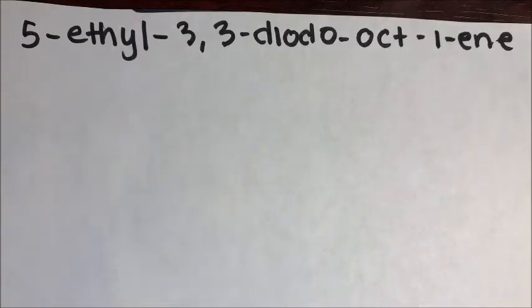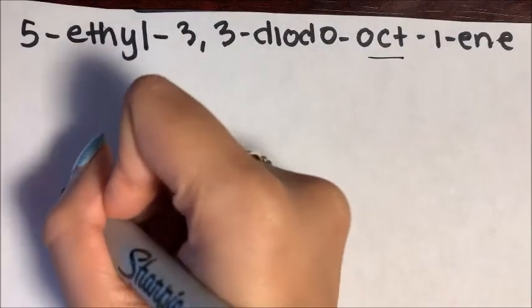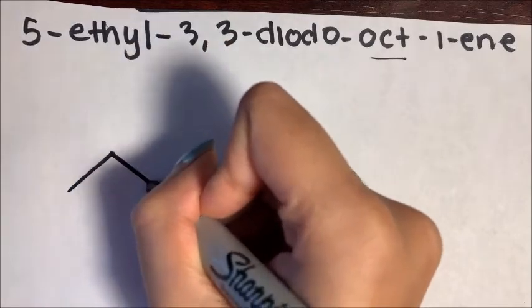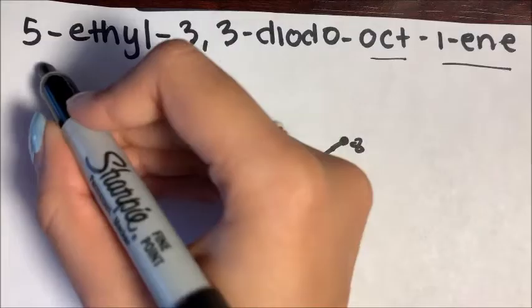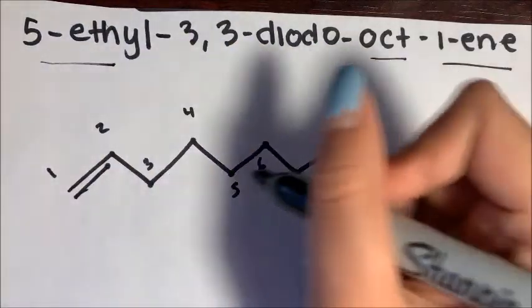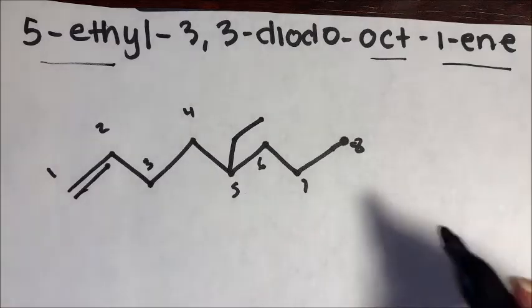Now let's try 5-ethyl 3,3-diiodo oct-1-ene. So we have oct, which means an 8-carbon chain, ene means double bond, and 1 indicates it's on carbon 1. 5-ethyl indicates an ethyl group on carbon 5, and 3,3-diiodo means 2 iodines on carbon 3.